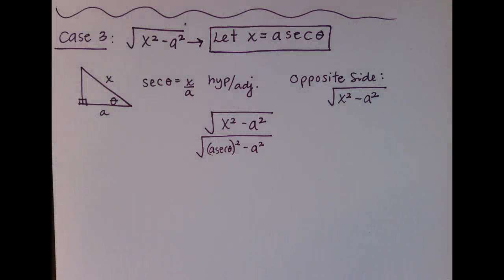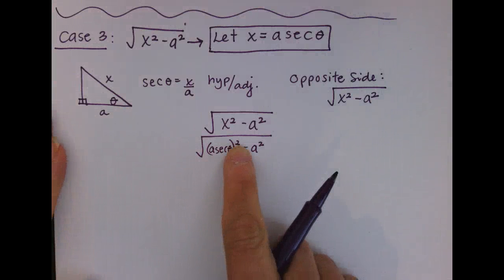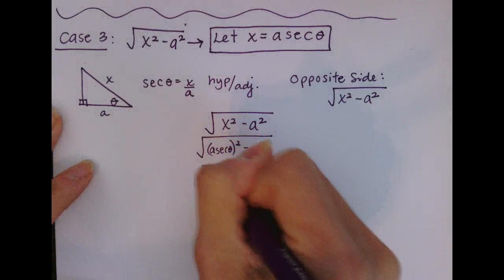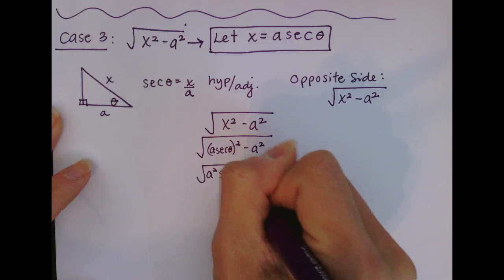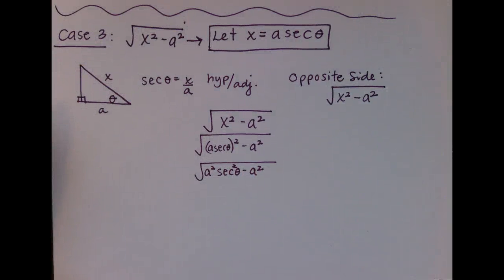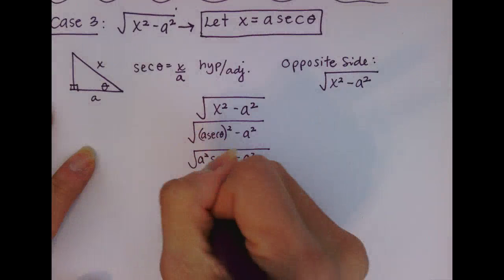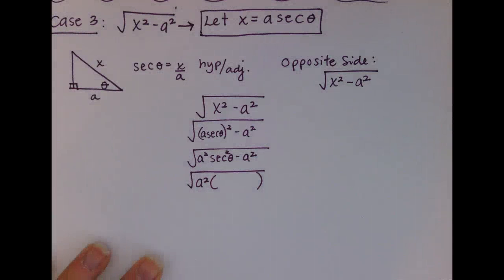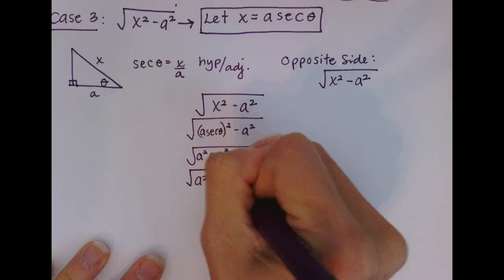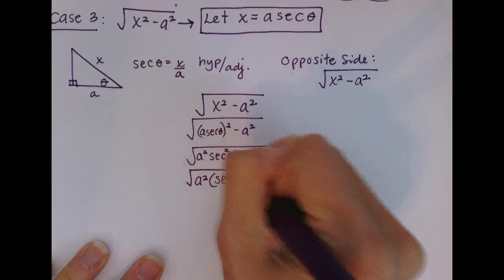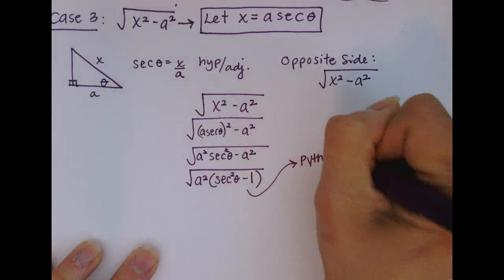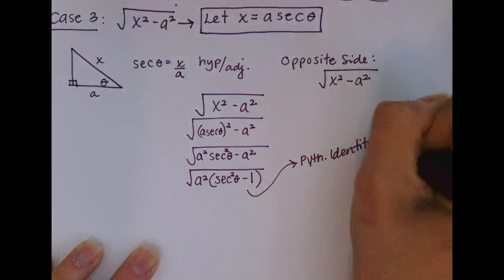So I'm going to have the square root of the quantity a secant squared, or a secant theta squared minus a squared. Squaring out each individual piece results in the following 2 expressions where they both have a common factor of a squared. So my next step is going to be to factor out that a squared. And what we're going to get is another version of a Pythagorean identity.